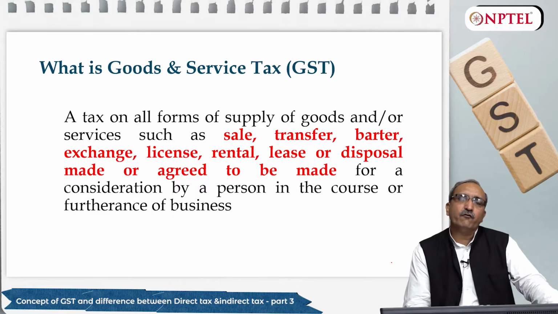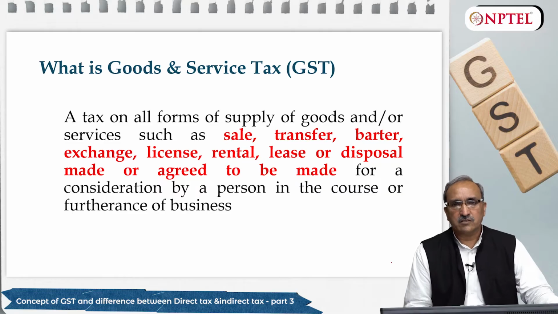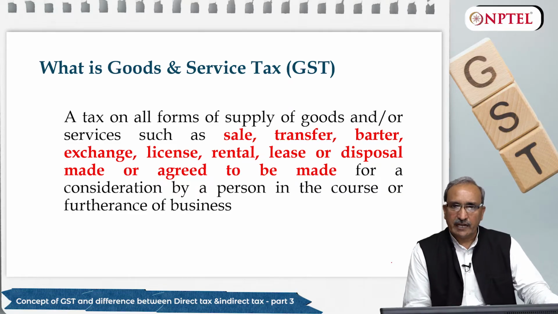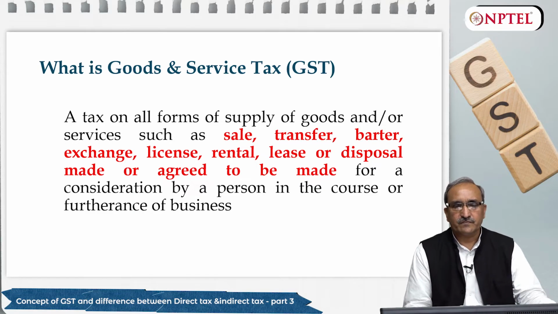It means if we are dealing with goods or services wherein we are selling these goods, we are transferring these goods, we are into the system of barter, meaning we are giving one product and taking another product. We are exchanging in the business process. We have given a license to use. We have charged rent for the use of that property, meaning that particular product. We have given on lease, or we have disposed of, or we have agreed to dispose of, or we have agreed to some terms. And if there is any consideration, if there is any money involved because of that use, that sale, that transfer, the GST will be charged.